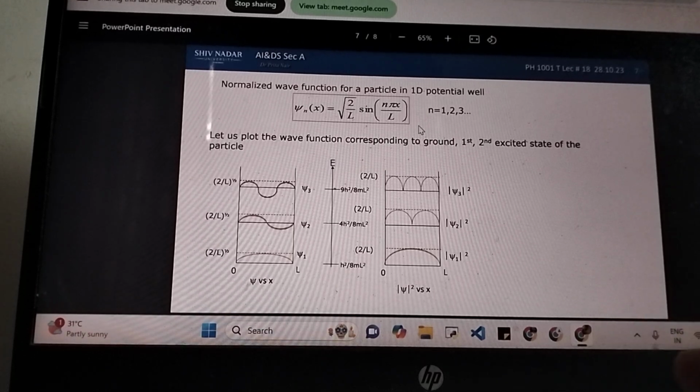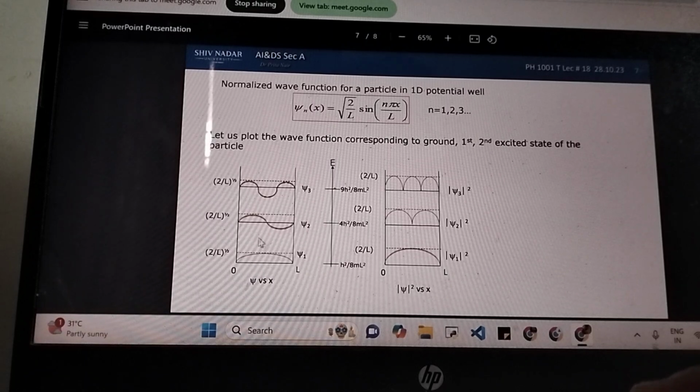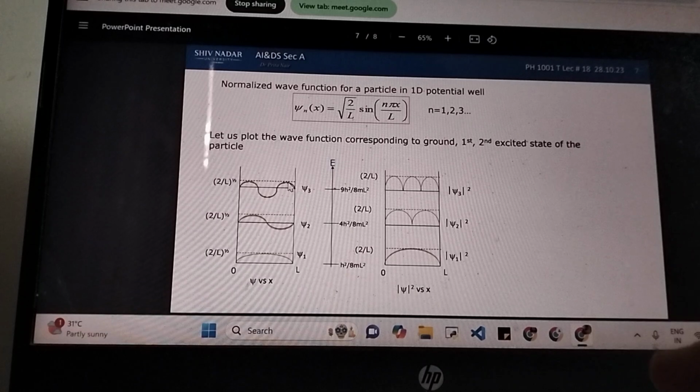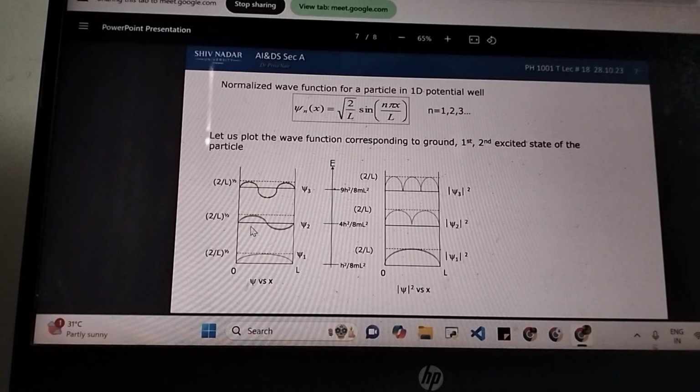So this is just a graphical representation of the wave function. So you have psi of x versus x. This is the graph, and this graph does not have any physical meaning as such, the graph on the left side, because the wave function does not have any physical meaning as such, right?